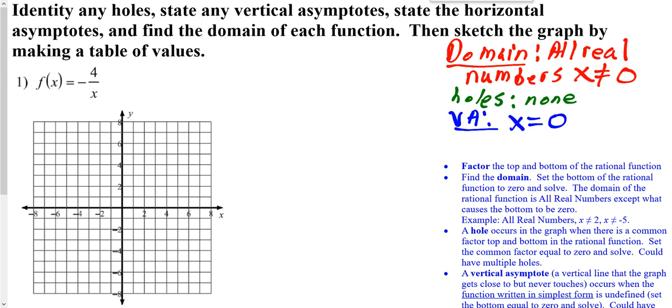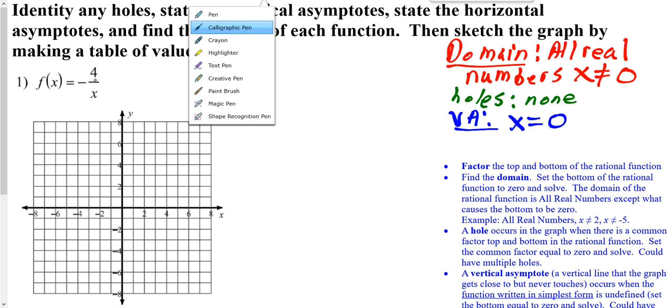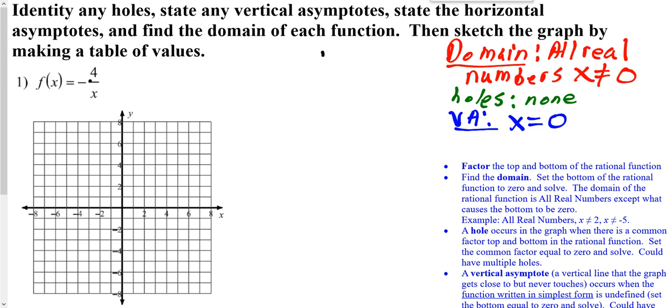Now, on the top, there's really an x to the 0 power here, because remember, x to the 0 is 1, and 1 times 4 doesn't change it. And it's an x to the first in the bottom. So that's where, for horizontal asymptotes, you've got to look at the power on the top and the power on the bottom. We have the top having a smaller exponent than the bottom, so we get y is equal to 0.